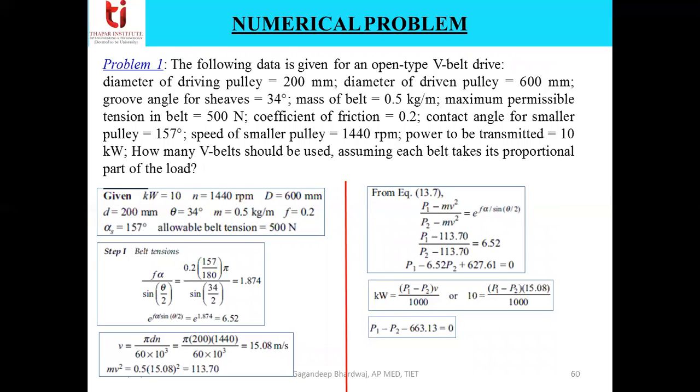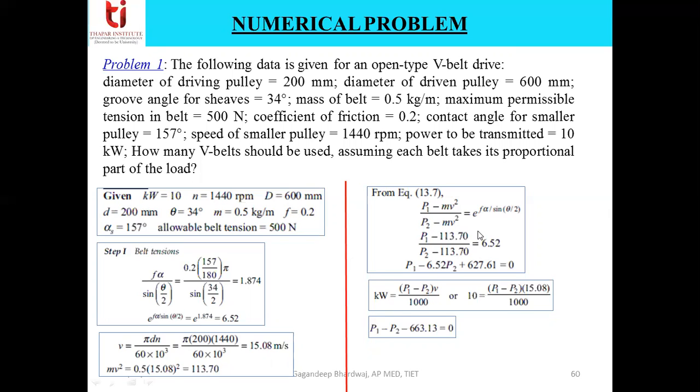So first of all, your parameter is mu alpha divided by sine theta by 2. That is, T1 by T2 equals e raised to the power mu alpha by sine theta by 2. First, we will calculate this parameter. Then we will calculate the velocity of the belt, which is given by pi d n by 60. Now we have calculated the velocity. Now we will calculate the centrifugal force, that is m v square. Now we will substitute back into the expression for the ratio of driving tensions, that is (P1 minus m v square) by (P2 minus m v square) equals e raised to mu alpha by sine theta by 2.